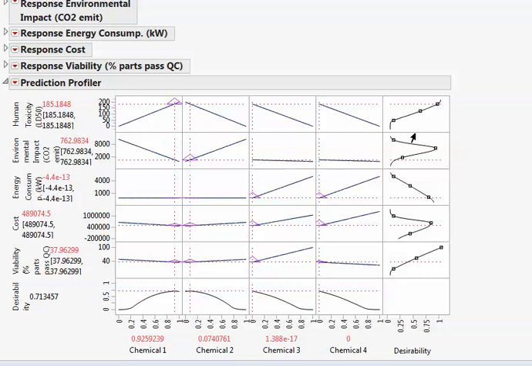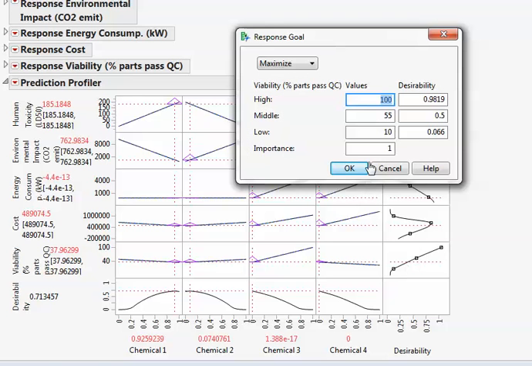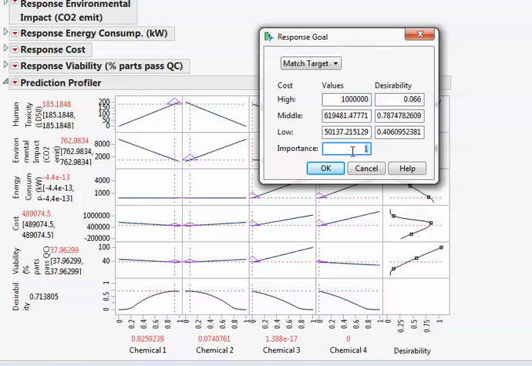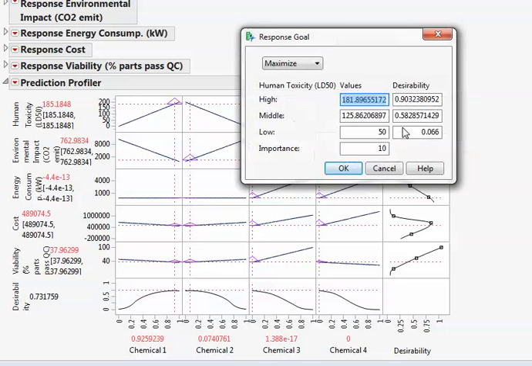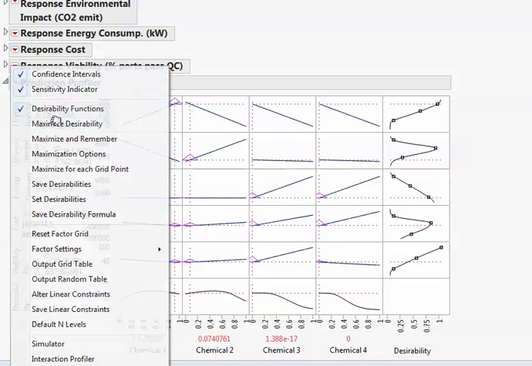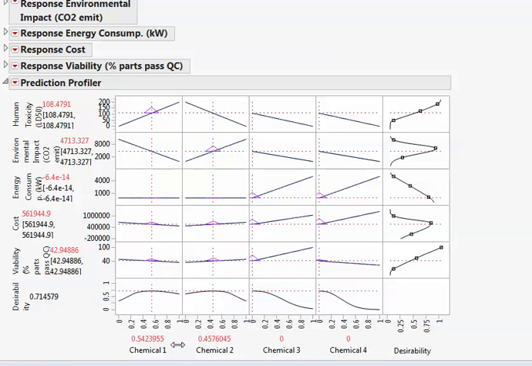And conversely, if I were to say, okay, the only thing that matters to me is the cost. Let's change the cost here. I'll double click that and say that's going to be 10, and human toxicity is just going to be 1. Now if I go through and I maximize desirability, it gives me a different profile. It says, well, you want half chemical 1 and half chemical 2.